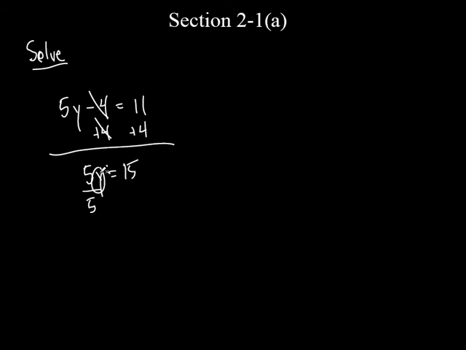I don't get rid of the y, it stays there. I get rid of the 5. I get rid of the number that's with the y, so I just divide by 5. Do that to both sides.